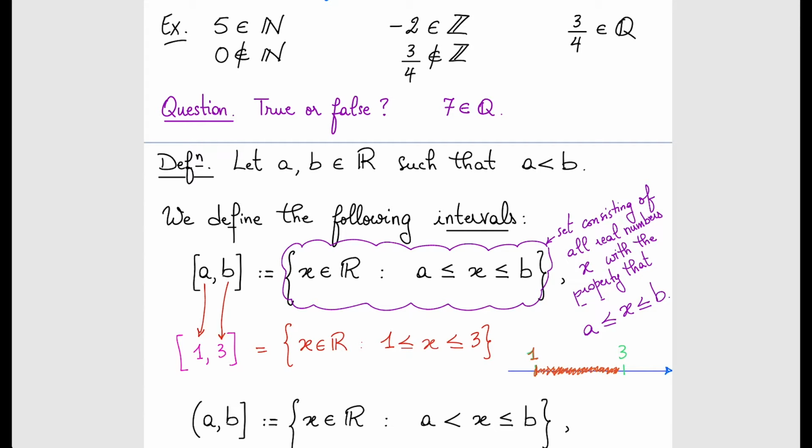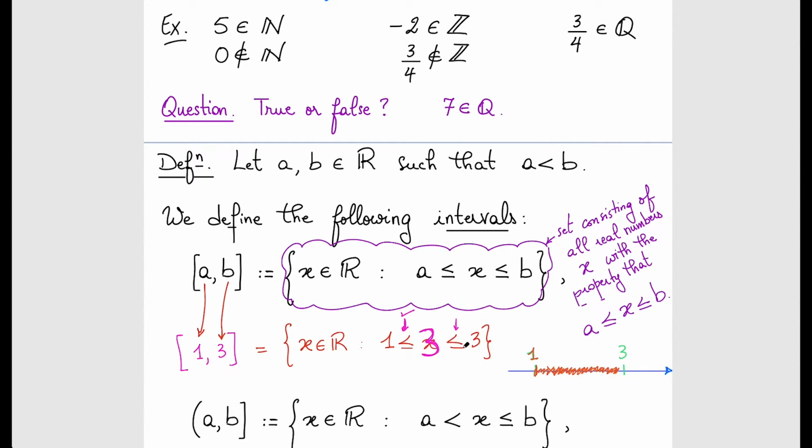Well, to be part of the set, it has to verify the membership of the set. Certainly 3 is a real number. And now we're gonna replace x by 3 and check if this inequality and this inequality are both verified. If they are both verified, then 3 is gonna be part of the set. If one of them fails, 3 is not gonna be part of the set. Let's try. How about this first one? Is 1 less than or equal to 3? Certainly, this is correct.